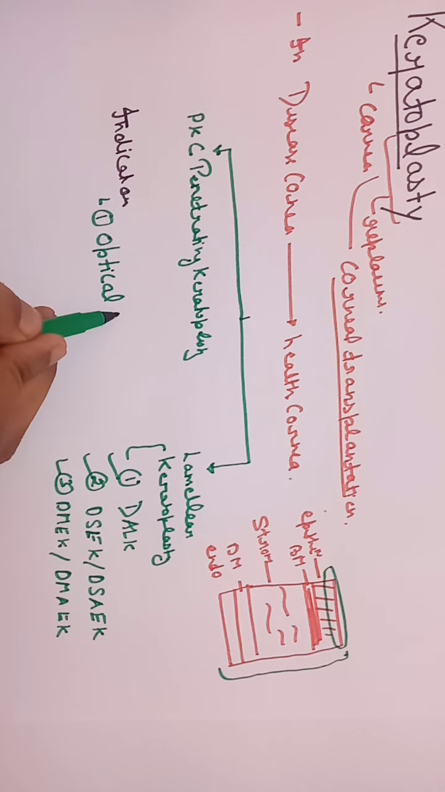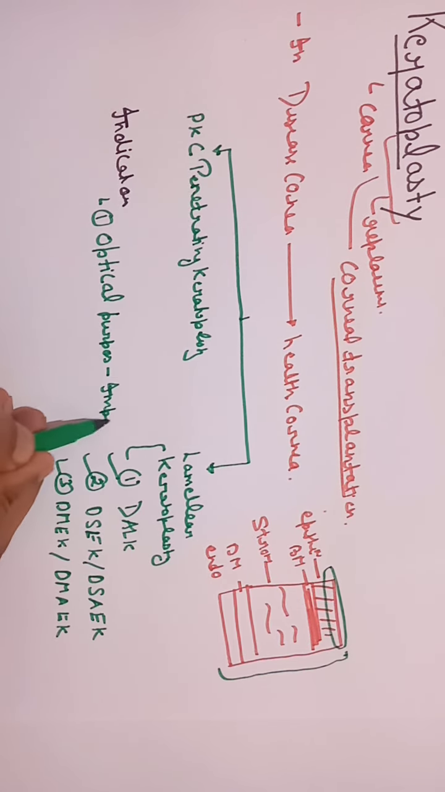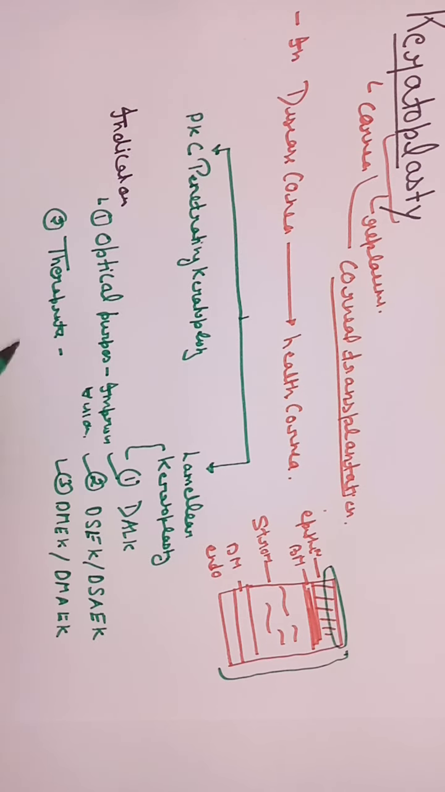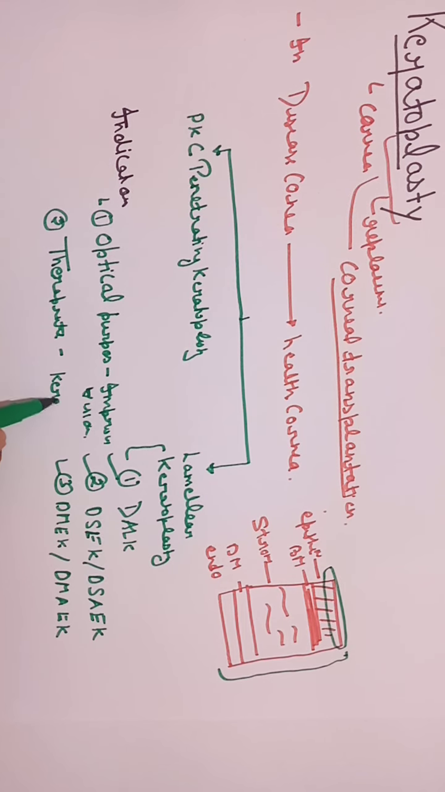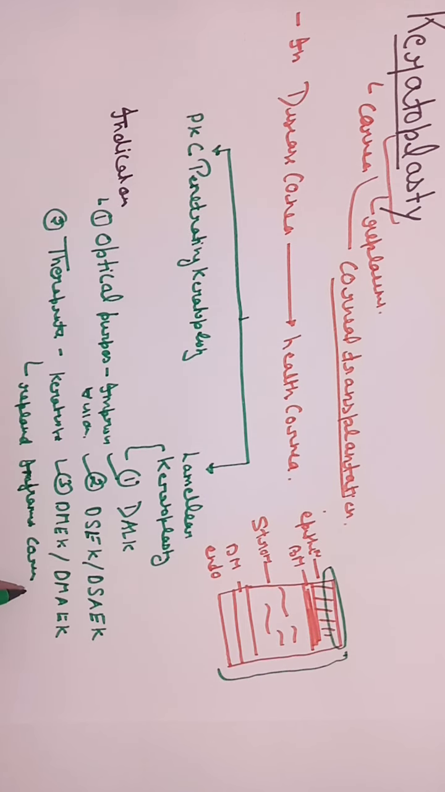Optical purpose, for improving vision. Second is therapeutic purpose. Therapeutic purpose is generally for relieving pain. So suppose in a keratitis patient, we will replace the inflamed cornea.